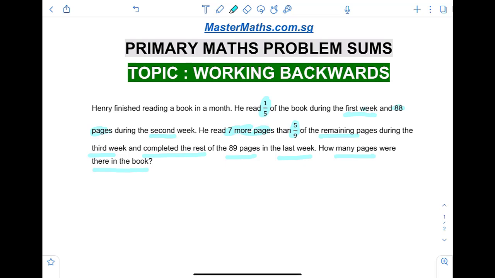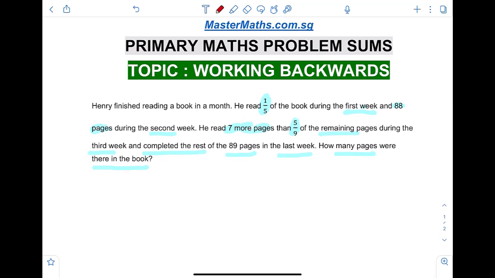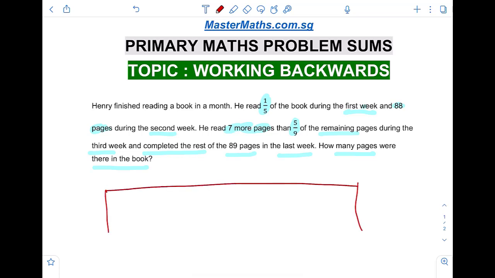Now, to do this, we can employ the working backwards technique plus a model drawing. That would help a lot. So let's draw a model to see what's happening to this particular book. All right.